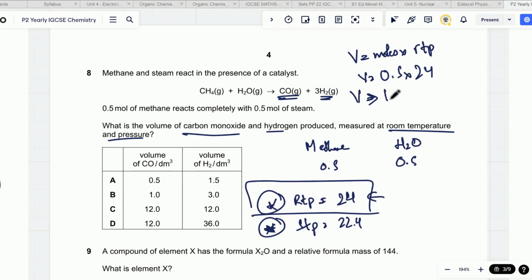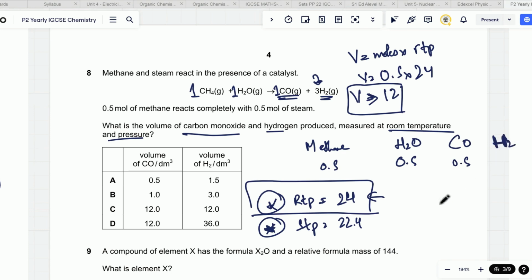What does this give you? It gives us 12. Okay, good. So this is the volume at 0.5. This would be the volume of carbon monoxide, right? Because 1 mole of CH4 and 1 mole of H2O gives me 1 mole of carbon monoxide and 3 moles of this. So I'll be using just 1 mole over here. So CO would be 0.5.